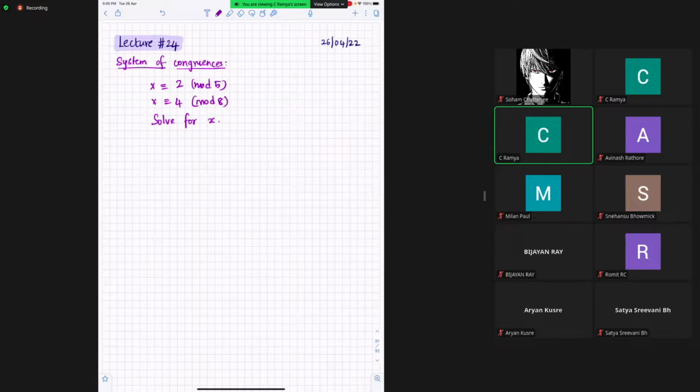Did anybody try to see how to solve this? There are two equations here, 1 and 2. This was given at the end of the previous lecture.